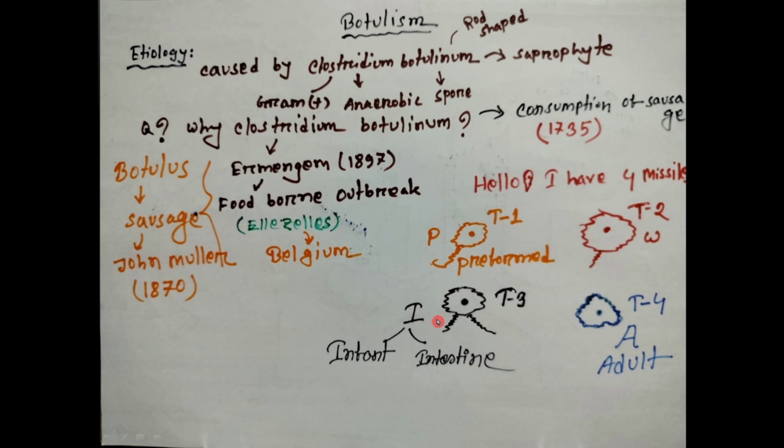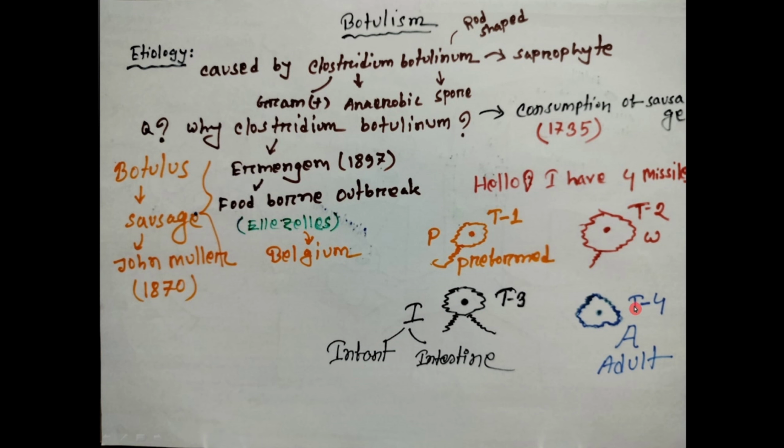After going to the intestine of the infant, they cause germination. They go in the form of the spore, move to the intestine and germinate there. From the sporulation, they go to the vegetative form. After going to the vegetative form, they release these exotoxins. That's why this is called the infant form of botulism.